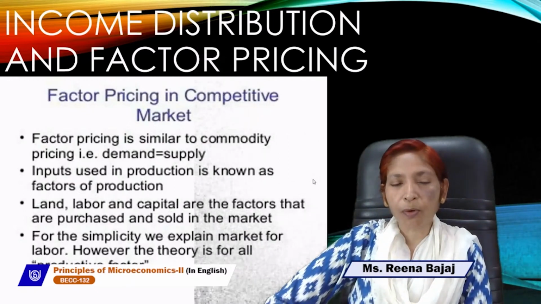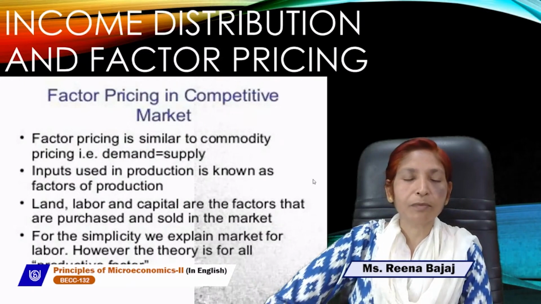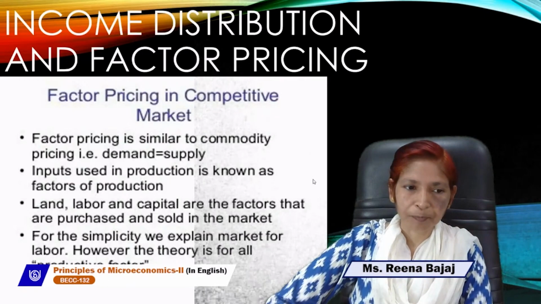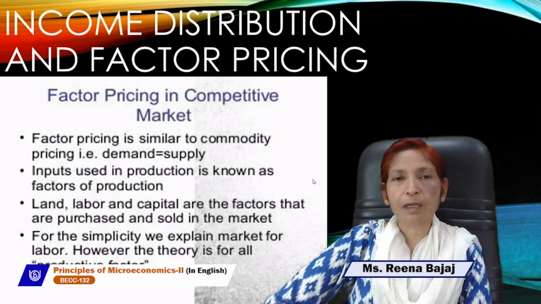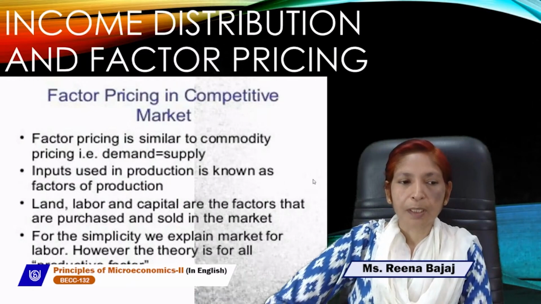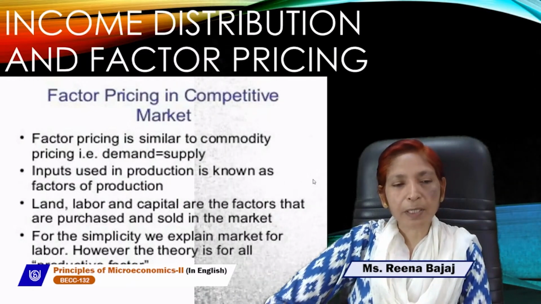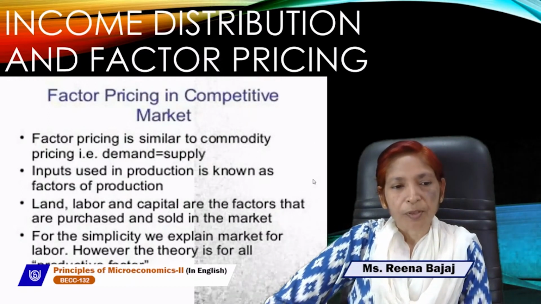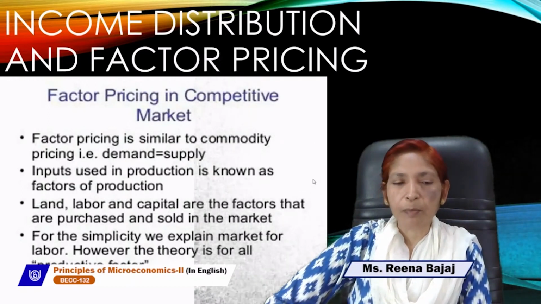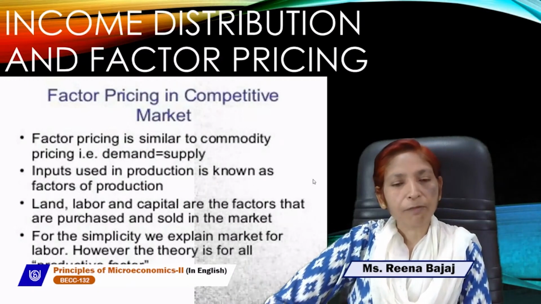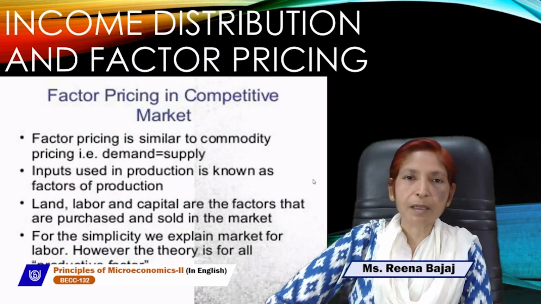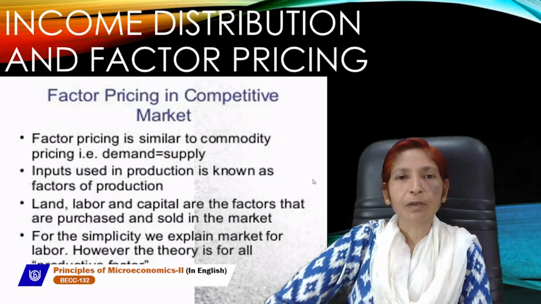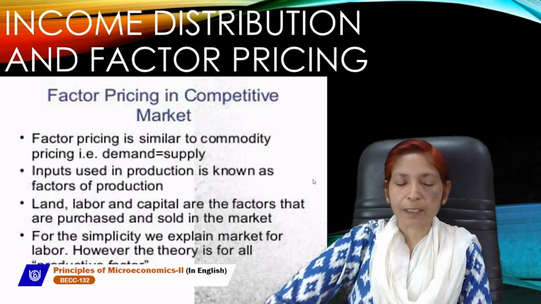An entrepreneur who organizes all these factors of production for the production of goods and services is also a very important factor. So factors of production are mainly four: land, labor, capital, and enterprise or entrepreneur. These are called primary inputs or primary factors. Secondary factors are also involved in the production of goods and services, for example, raw material, fuel, etc.